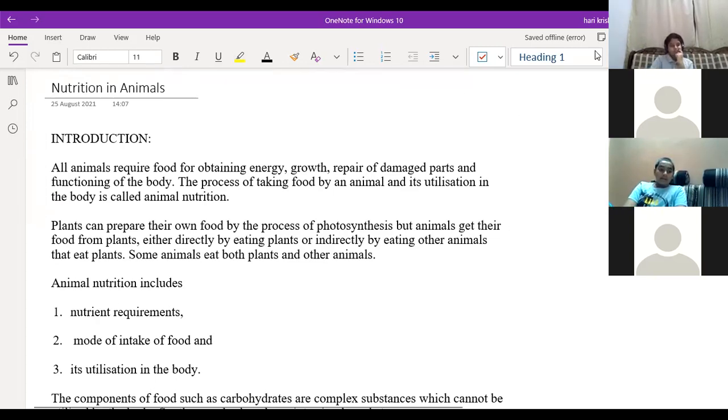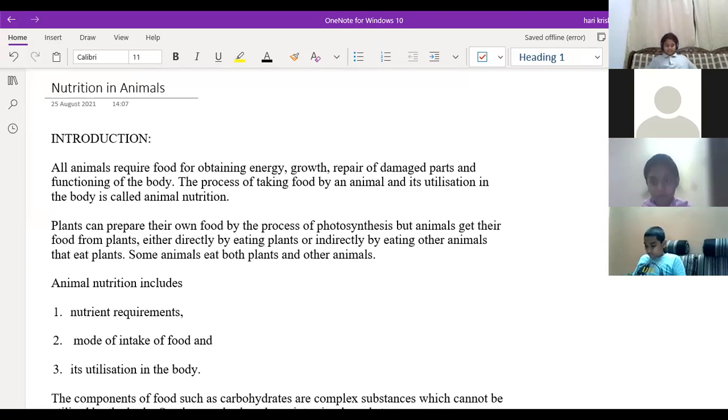What is the equation for the photosynthesis process? Sir, what is the chemical equation part of the photosynthesis process? Yes, sir. Carbon dioxide plus water, in sunlight, by chlorophyll, gives glucose and oxygen.